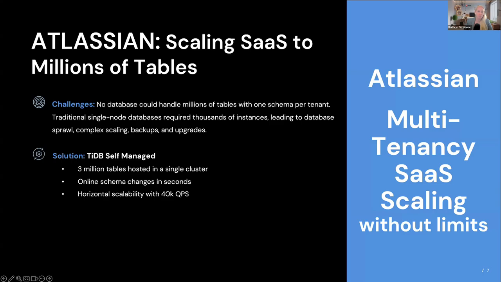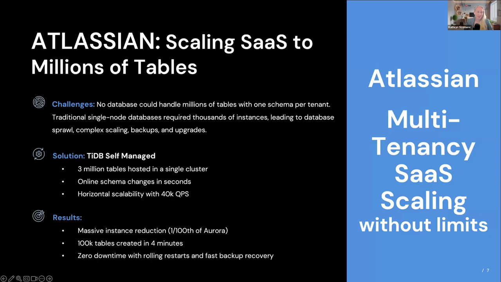And so with TiDB self-managed, they were able to do over 3 million tables hosted in a single cluster. Again, online schema change without impact to the performance or customers. They were able to do it within seconds, and horizontally scale with 40,000 queries per second.